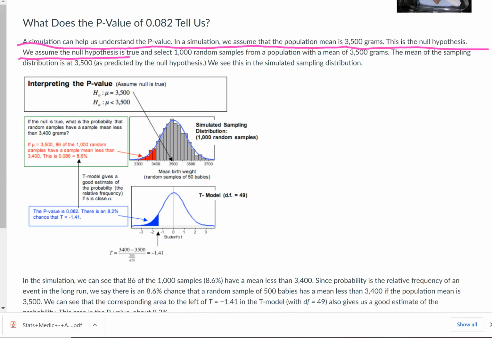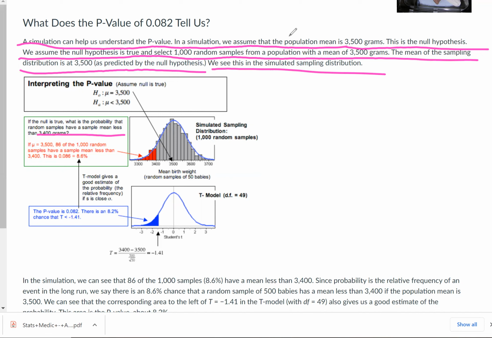We assume the null hypothesis is true and select 1,000 random samples from a population with a mean of 3,500 grams. The mean of the sampling distribution is at 3,500 grams as predicted by the null hypothesis. We see this in a simulated sampling distribution. So here, if the null is true, what's the probability that random samples have a sample mean less than 3,400? Well, if mu is 3,500, 86 out of the 1,000 random samples have a sample mean less than 3,400. That in decimal form is 8.6%.